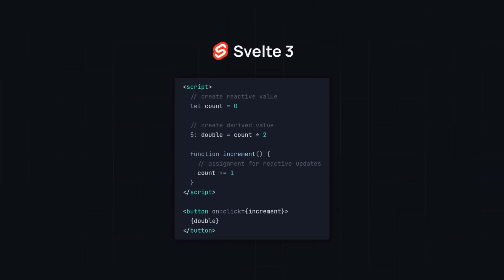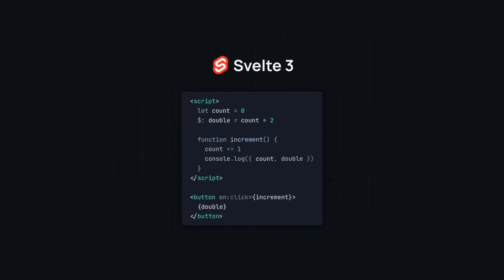So in Svelte 3, we can create a reactive value by declaring let count = 0, and then we can create a derived value by saying $: double = count * 2. And then we can use assignment for reactive updates. And then double is going to update each time since count is a dependency.